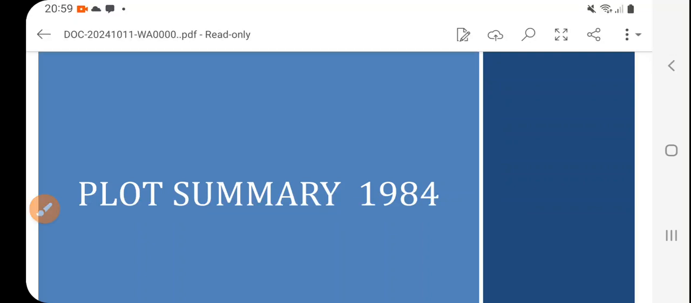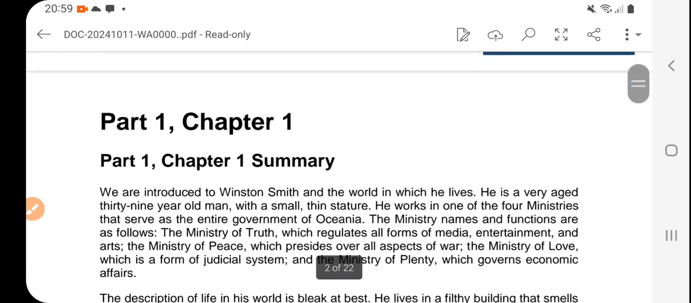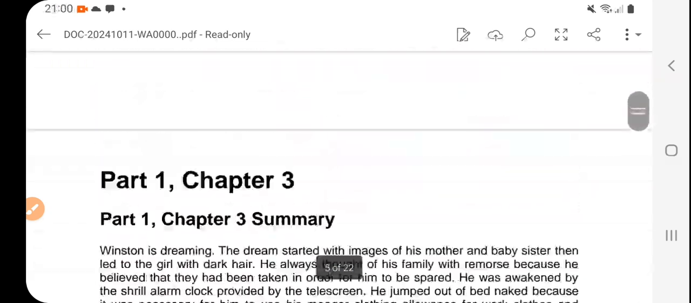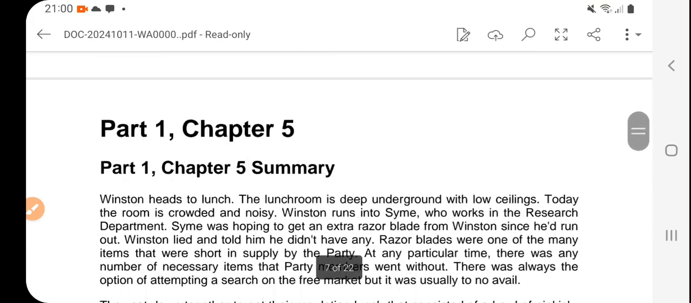Hello students, today we are going to discuss the plot summary of 1984. It will be covered according to parts and chapters. The novel is divided into three parts, and each part has different chapters. At a glance, we are going to see how many chapters are in each part.